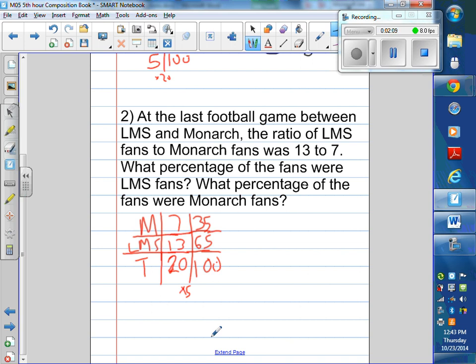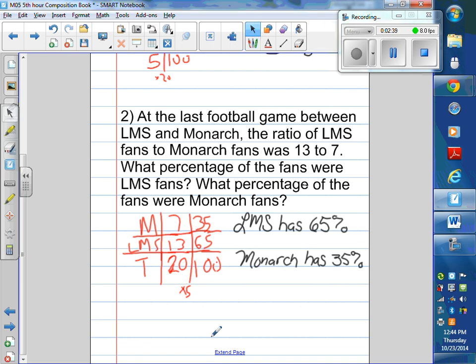Great job, thank you. Nicely done. So let's write that out, right? LMS has 65% and Monarch has 35%. Nice use of the ratio table.